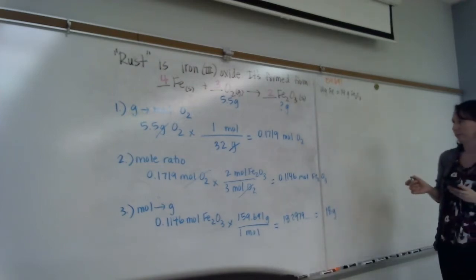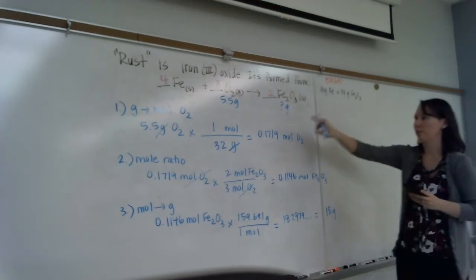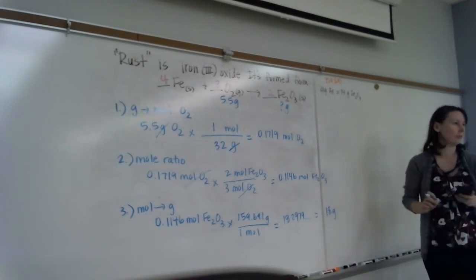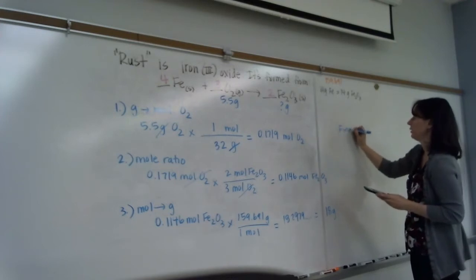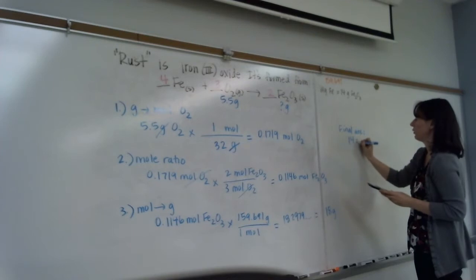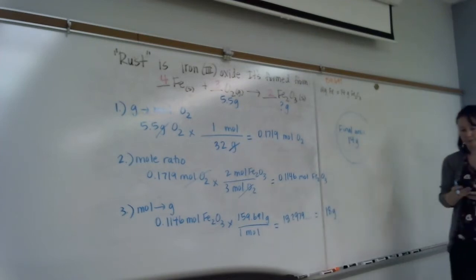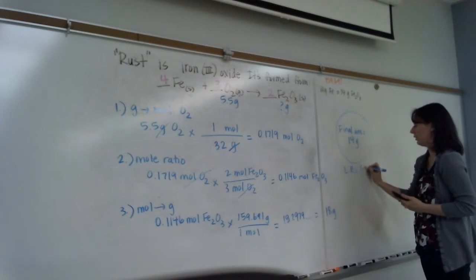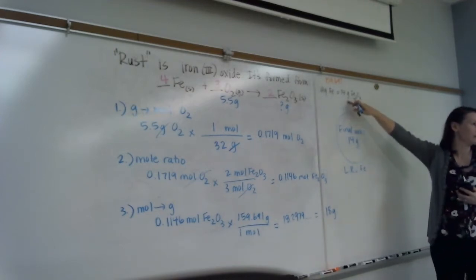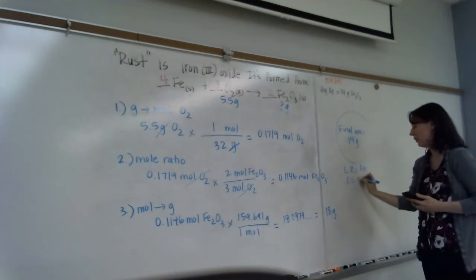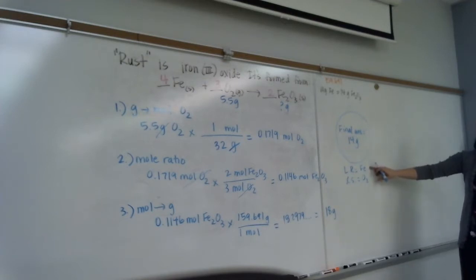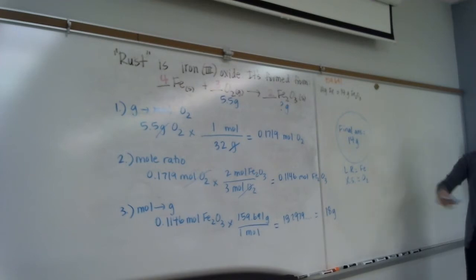So now we compare. 10 grams produced 14, 5.5 grams produced 18. So my final answer, is it 14 or is it 18? 14, right. So final answer, 14 grams. Pick the smaller number. So if I asked you, what is the limiting reagent? The limiting reagent would be iron, because that's the one that produced the smallest number. And the excess reagent would be oxygen. Okay. So the one that you ran out of first is the limiting reagent. The one that you have leftovers of is the excess reagent.